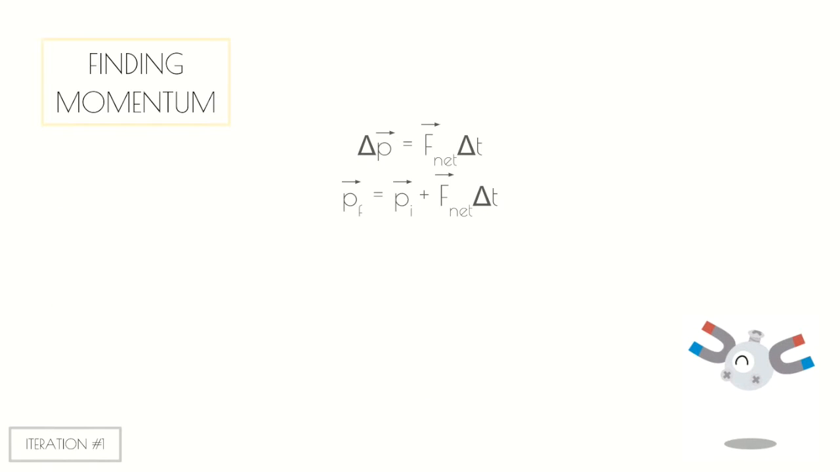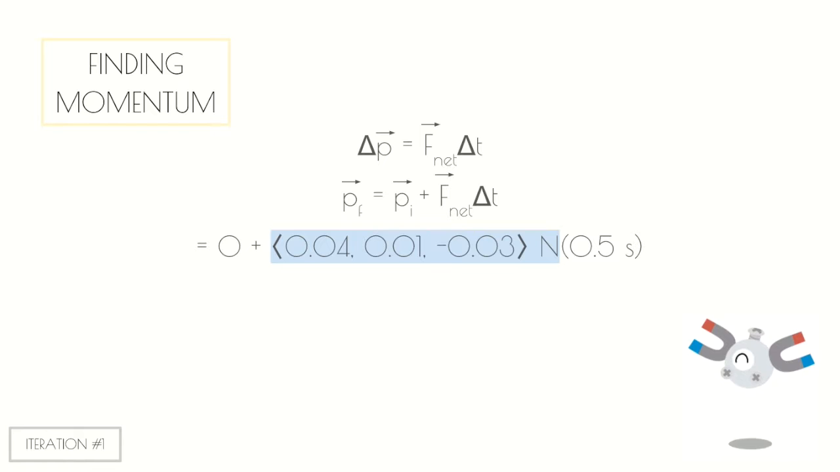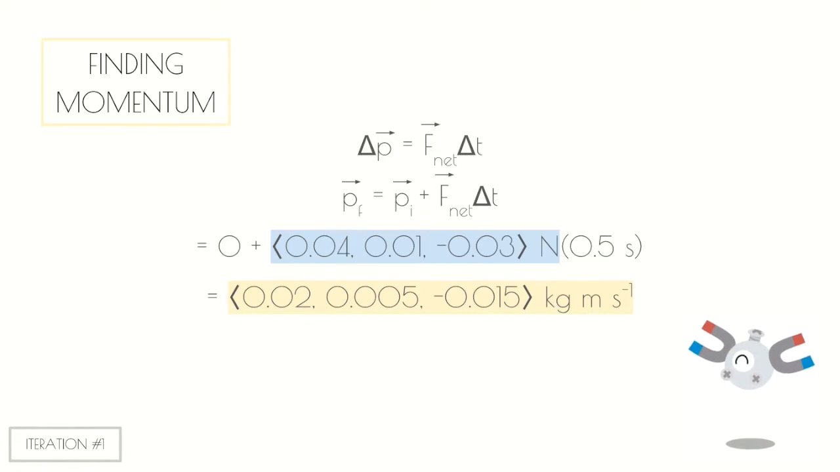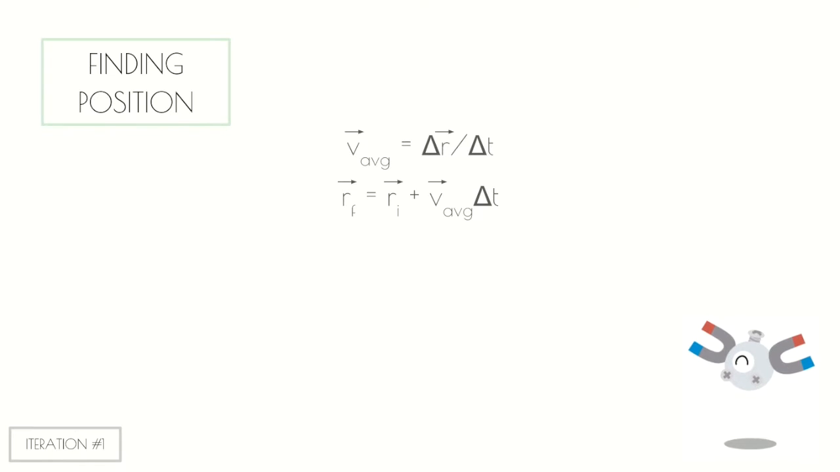Next in line is updating momentum with our momentum principle, and rewriting it, we have p_final = p_initial + F_net Δt. Plug in an initial momentum of 0 because the particle isn't moving, our F_net from the previous step, and a time step of half a second, and we get that our final momentum is <0.02, 0.005, -0.015> kilogram meters per second.